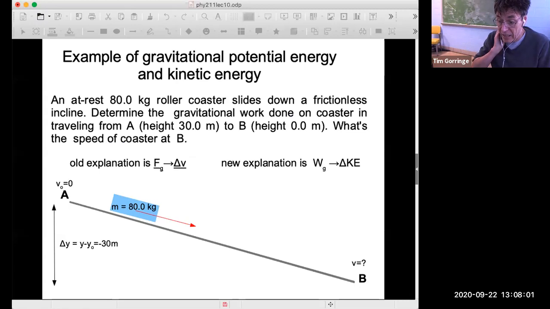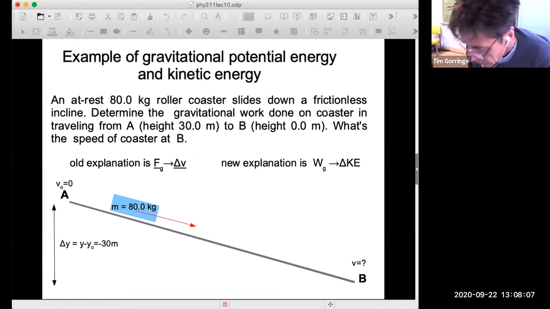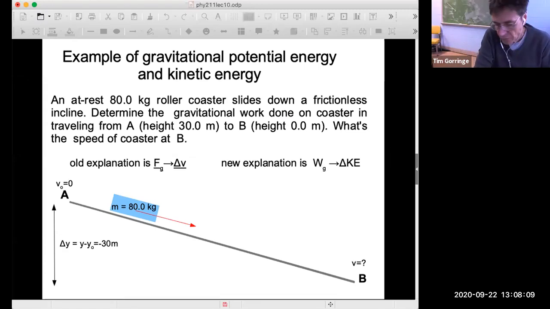Okay, now we've introduced that concept, let's look at an example and try to get a better feeling for it. This is meant to be a roller coaster example, so that's always fun. We're told we've got an 80-kilogram roller coaster sliding down a frictionless incline. We've got to determine the work done by gravity on the roller coaster as it goes from an initial height of 30 meters to a final height of 0 meters, and figure out the speed of the roller coaster.